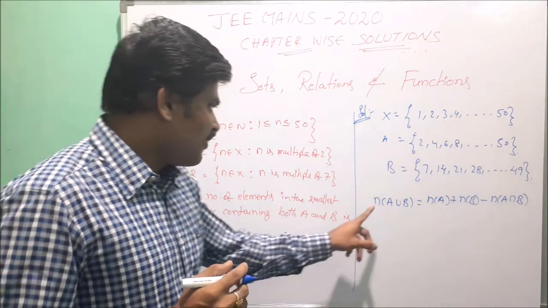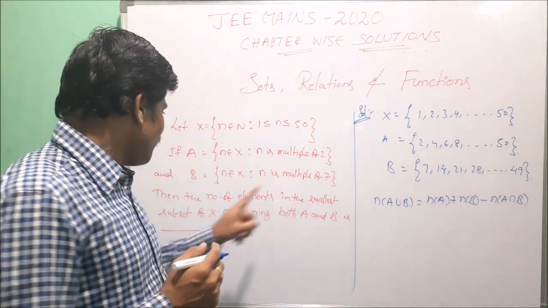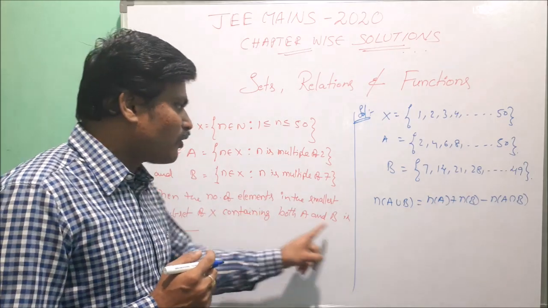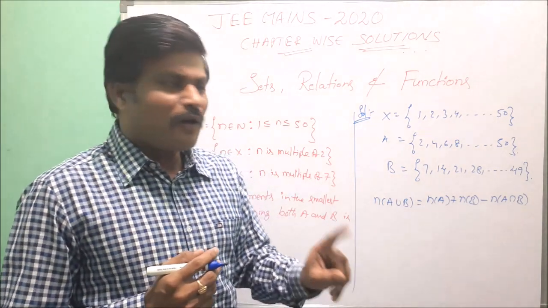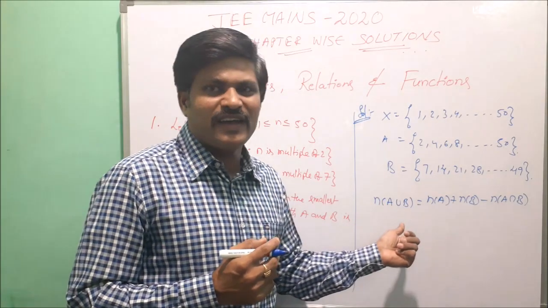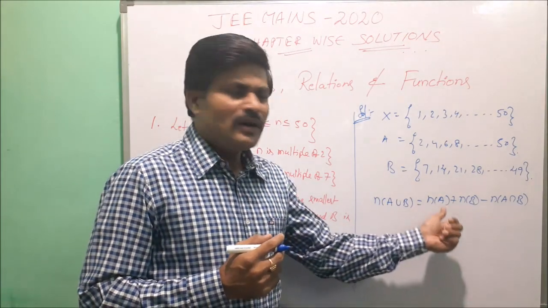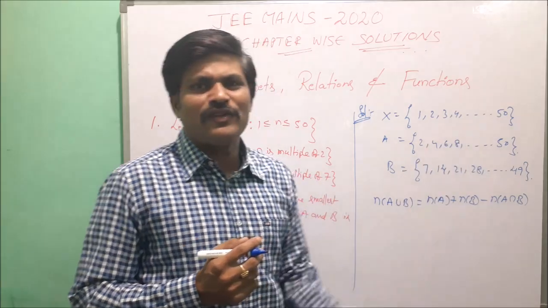Now here we find the number of elements in the smallest subset of X containing both A and B. Now here the smallest subset is A union B. Now find the number of elements in that set, using this formula n of A plus n of B minus n of A intersection B.